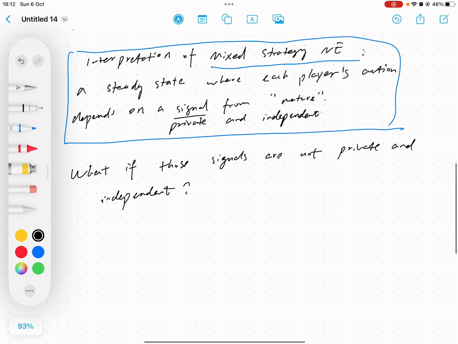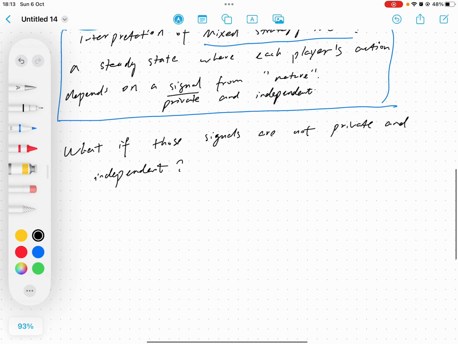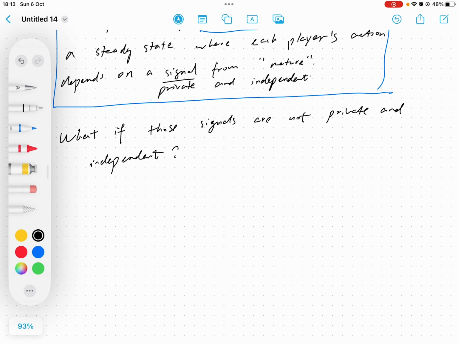For example, in the game of the battle of the sexes, both players, the man and the woman, observe a random variable that takes each of the two values x and y with some probabilities, let's say a half, equally. Then there will be a new equilibrium where both players choose Bach if the realization is x, and choose Stravinsky if the realization is y. That signal could be regarded as something that is not private and independent. They observe something in common.